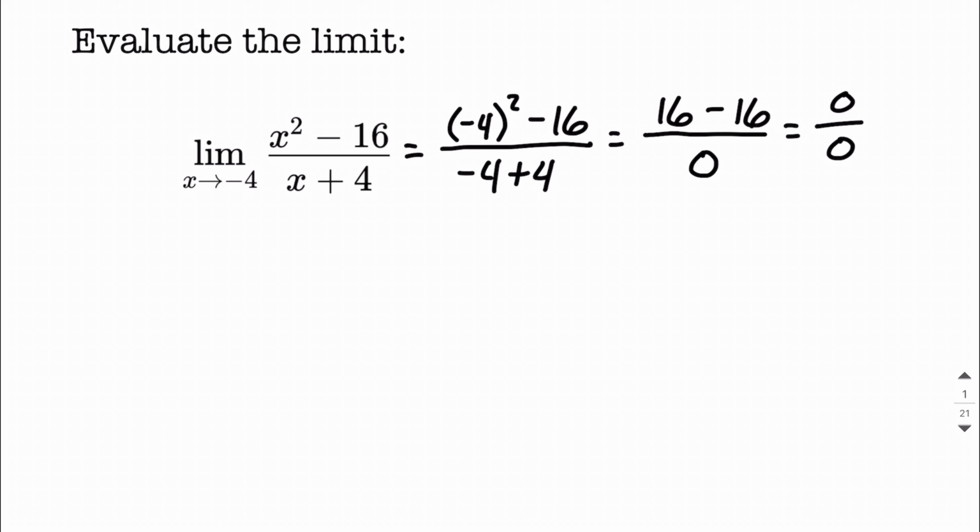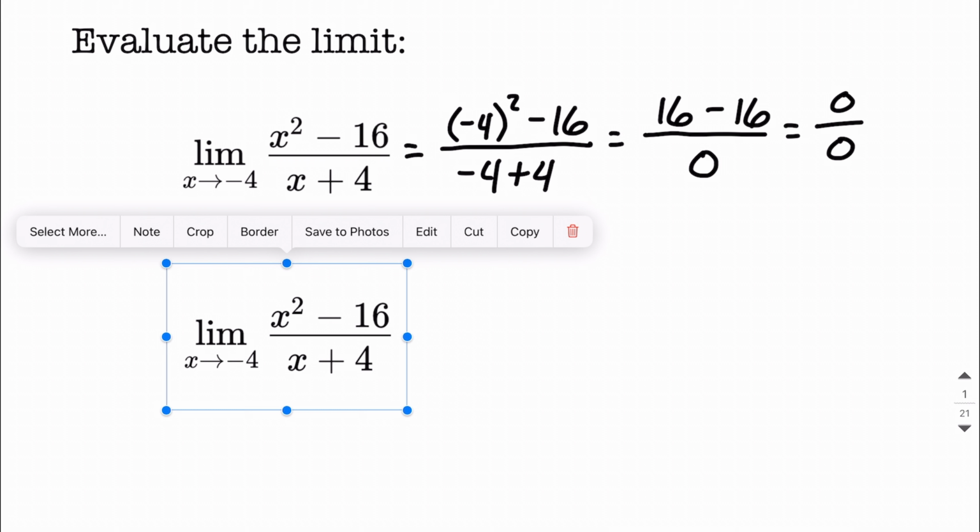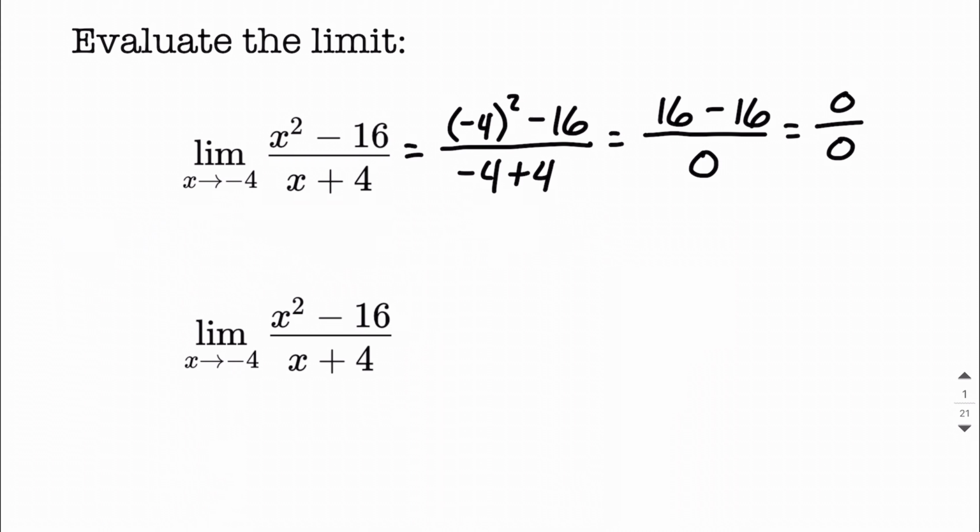That x plus 4 was a problem in our denominator, so what we'd like to do is eliminate that if at all possible. As we keep going, we want to figure out how to factor the numerator. I think this one's going to factor okay. Because the x plus 4 was a problem in our denominator, what we're looking for is a factor of x plus 4 in our numerator.